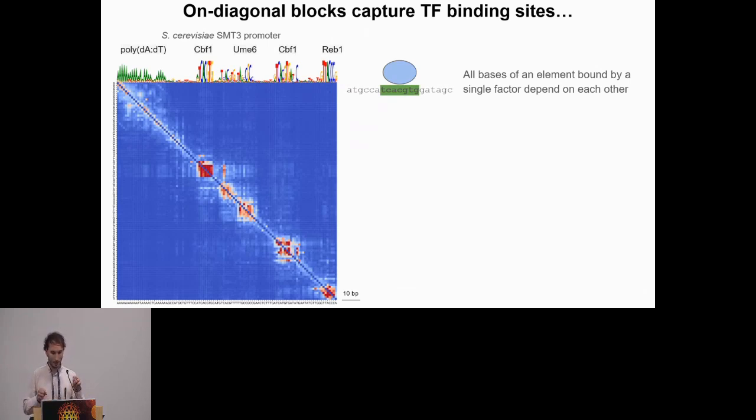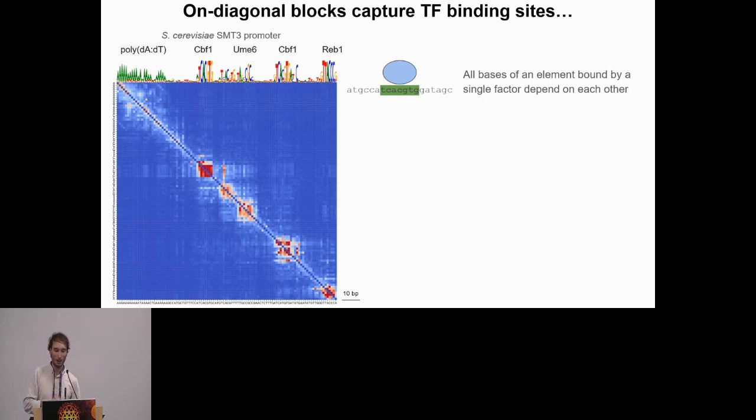For example, you see here a promoter region in S. cerevisiae, and you see the reconstruction on top, which highlights transcription factor binding motifs, and you also see a poly-dA:dT region, which is highlighted by the reconstruction. And if you look at the map, you see that the areas that belong to the transcription factor motifs appear as blocks, which contrasts with the poly-dA:dT. And that is because in a transcription factor binding motif, each nucleotide depends on each other because they are bound by a common factor.